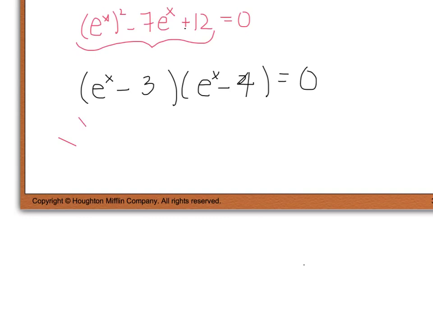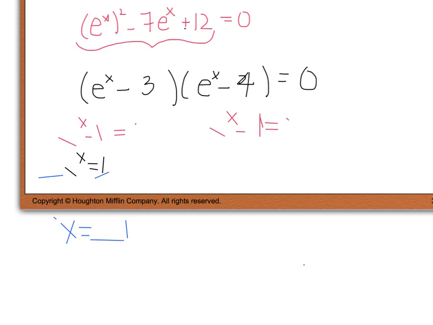so I have e to the x minus 3, set it equal to 0, and I have e to the x minus 4, set it equal to 0, and now I can solve both of these. So I end up with e to the x equals 3. To cancel out that e, I'm going to take the natural log of both sides. So I end up with x equals the natural log of 3 as one of my solutions.